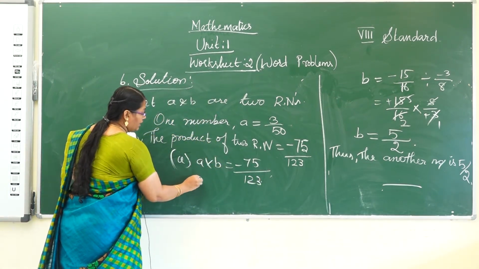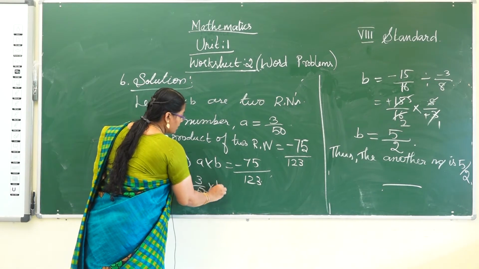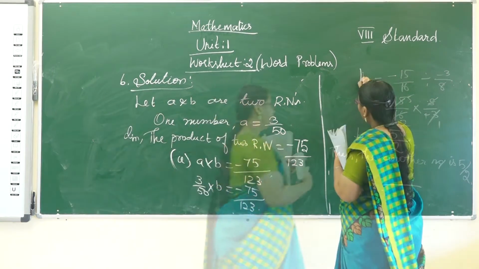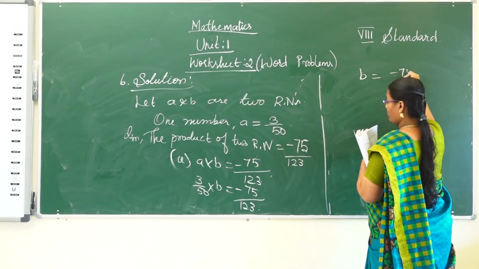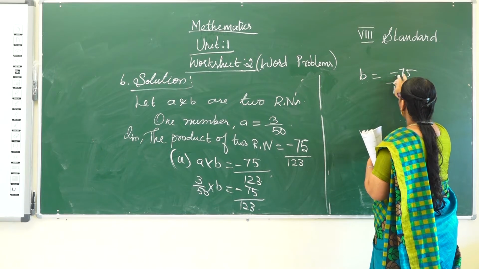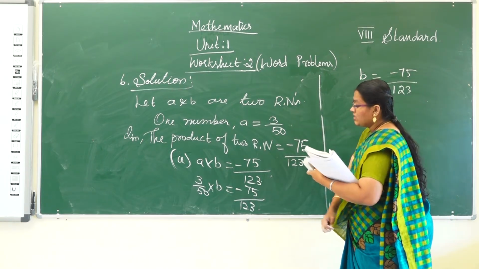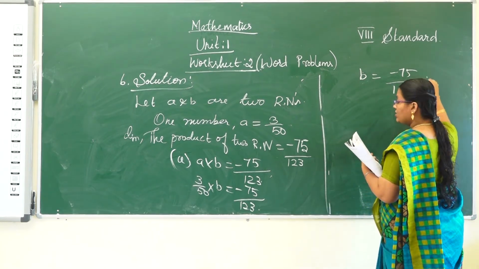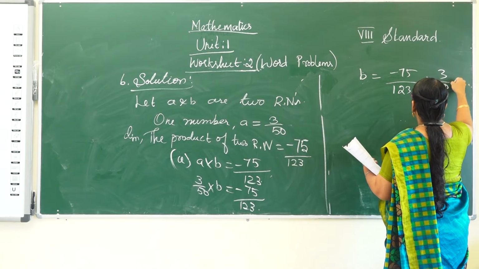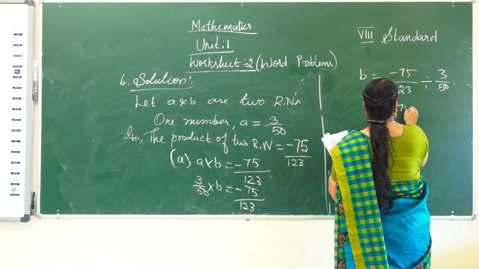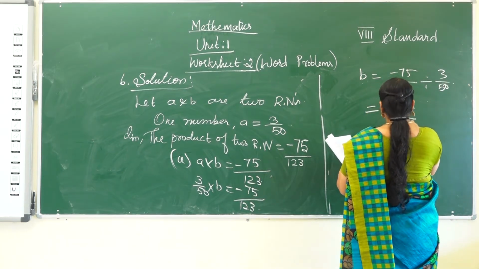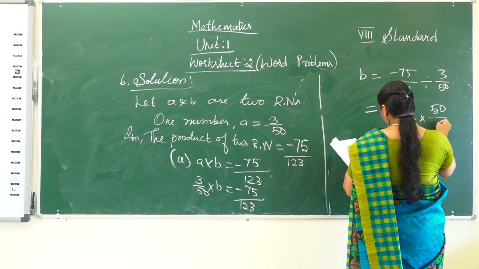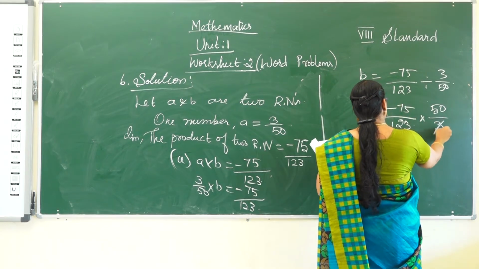So what is the value of A? 3 by 50 into B is equal to minus 75 by 123. So B equals minus 75 by 123. Okay. So multiplication comes to this side by the transpose method and changes to division. So division by 3 by 50: minus 75 by 123 into, write the reciprocal, 50 by 3.